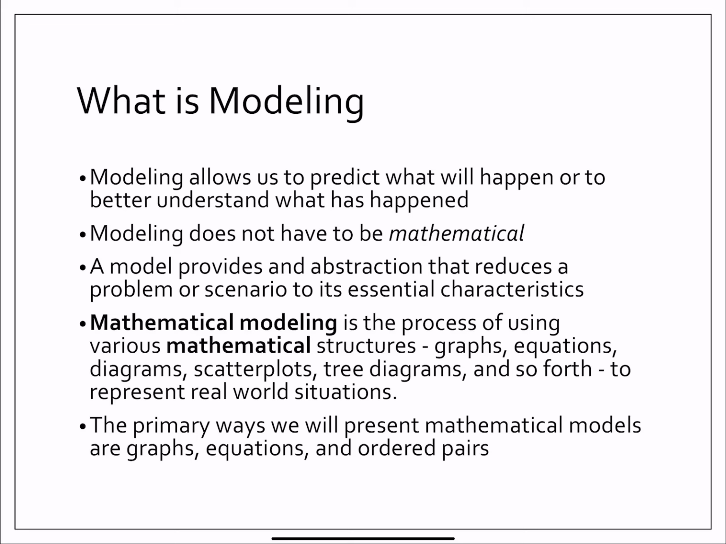So the definition of a mathematical model is basically a process of using various mathematical structures, such as graphs, equations, etc., to represent real world scenarios or situations, right? And in general, the three main ways that we can represent mathematical models are using graphs, equations, or what we call ordered pairs. So graphs, equations, or ordered pairs.